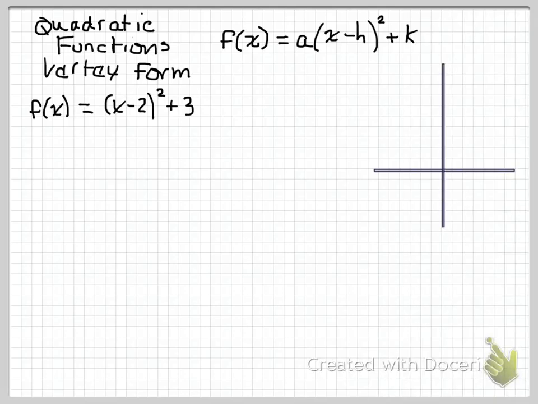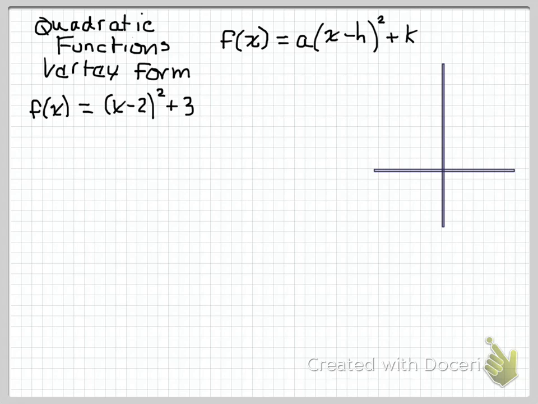You'll often see quadratic functions in either standard form or vertex form. In this example, I want to explore a quadratic function that is written in vertex form. When a quadratic function is in vertex form, there's a lot of information that you can get from the form itself using what we know about transformations, or sometimes they're called translations.